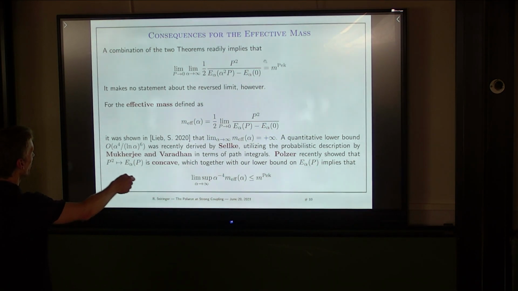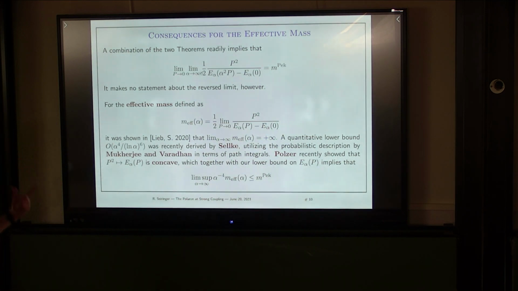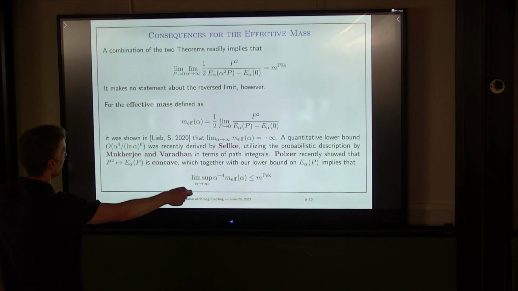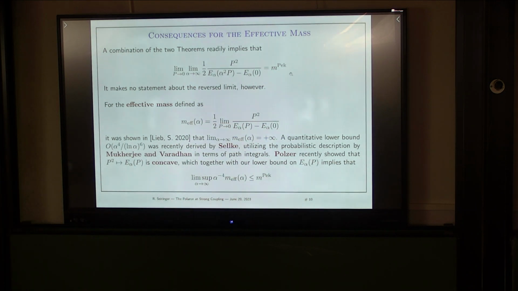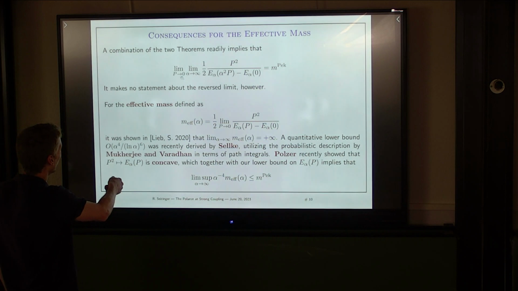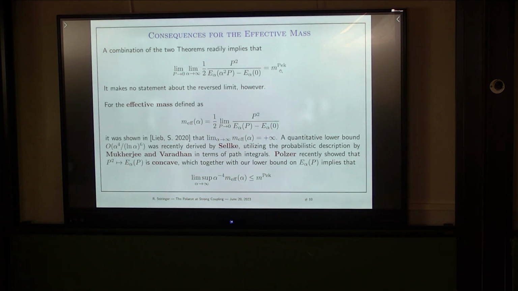So this ratio, if we now send alpha to infinity at fixed non-zero p, will converge to this prediction, the Landau-Pekar mass. I wrote here p equals 0, but this is artificial because actually for any p less than whatever, this fixed number, this ratio will converge to the Pekar mass, right? Because in the limit, this is an exact parabola. Right? This is an immediate consequence of the two bounds we had.